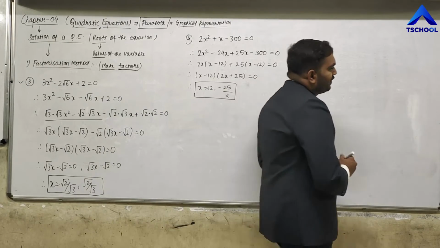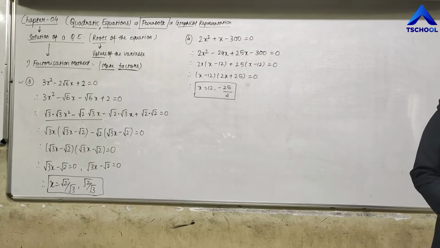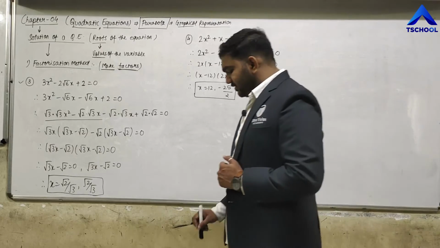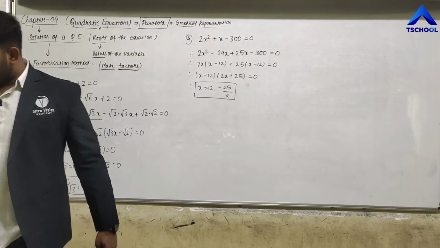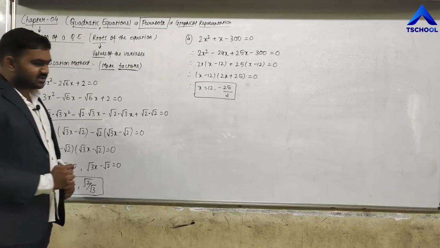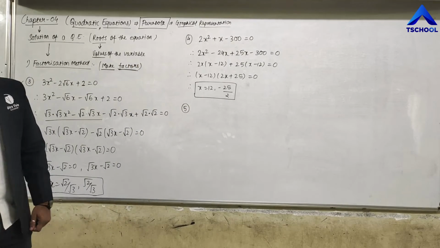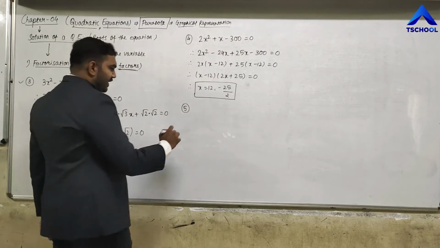So this is how you can factorize, and this is how you can check whether the given factors are the factors of the given quadratic equation or not. You can also verify them by putting them in the equation. Solve this one for now, that is x square minus 3x minus 10.